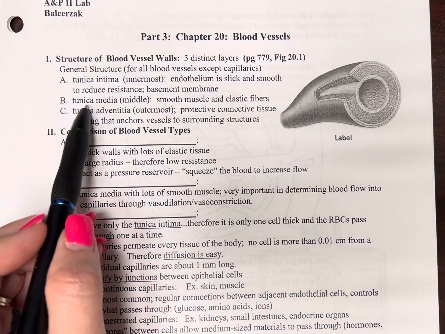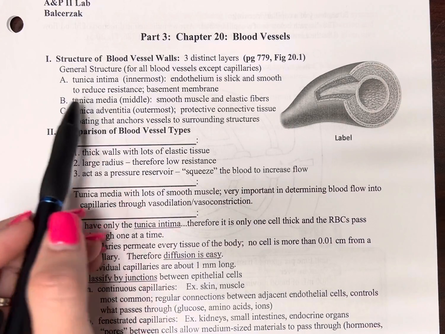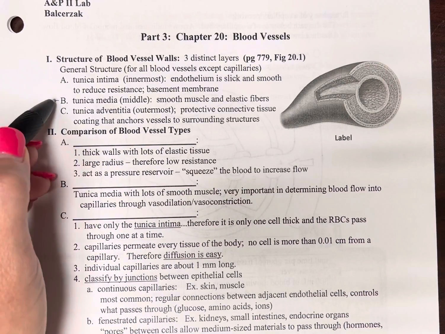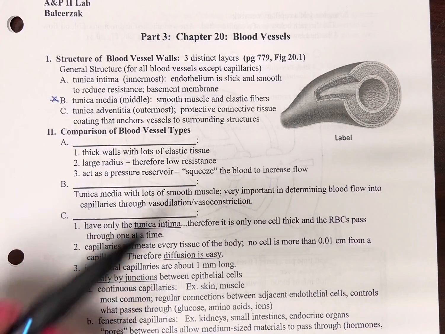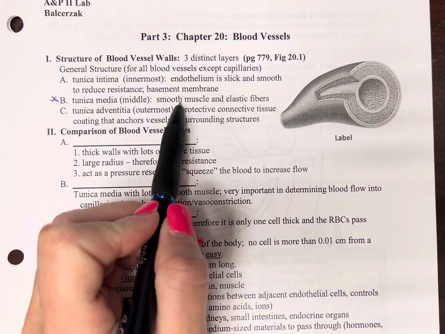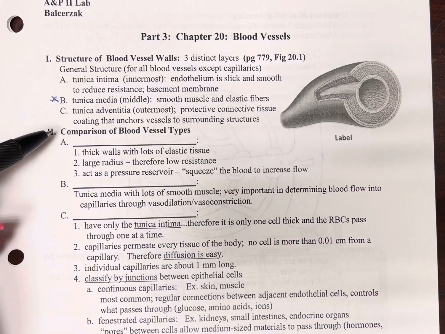Then you have in the middle the tunica media, and this is really the variable part of all the blood vessels, the thickness and composition of the tunica media. It's where it has smooth muscle and some elastic fibers.